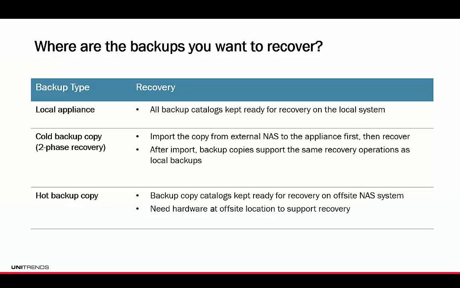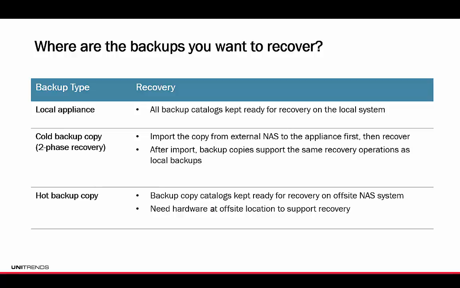Where are the backups you want to recover? It's the first question you have to ask yourself, because there are three main types of backups you can recover from. There are the backups on the local appliance that stay in ready retention. All backup catalogs are kept ready for recovery on the local system. But you also have the cold backup copies. That's the two-phase recovery, where you have to import the copy from the external NAS to the appliance first, and then you recover it out after. After you import the backup copies, you support the same recovery options as the local backups once you re-import it back to the local appliance.